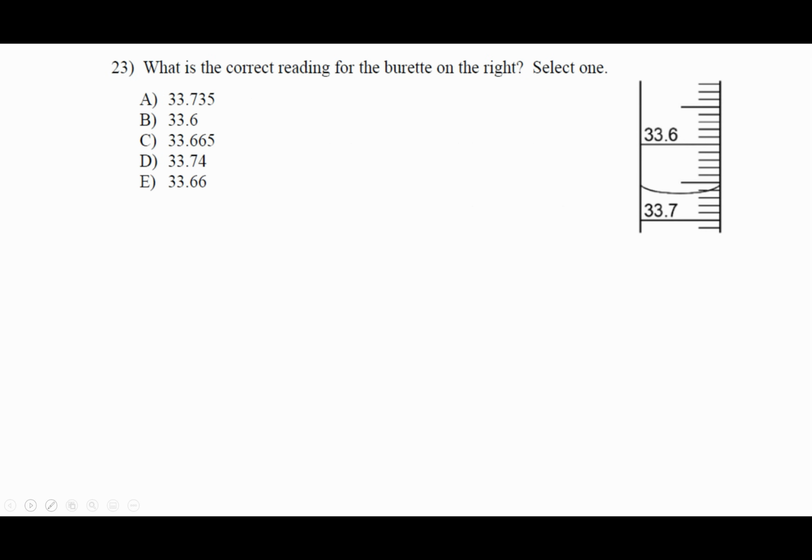What is the correct reading for the burette on the right? Select one. Well, it's bigger than 33.6, but less than 33.7. So it's 33.6, and then that's a 5, that's a 6, that's a 7. It's not as big as 6, and it's less than 7. So 6, and then the last number I'll guess is another 6. So basically, it's three decimal places.